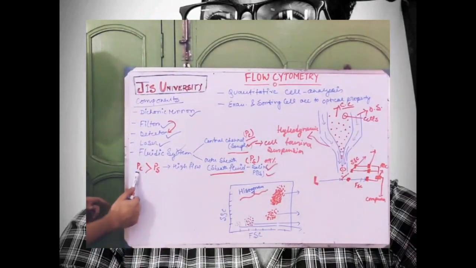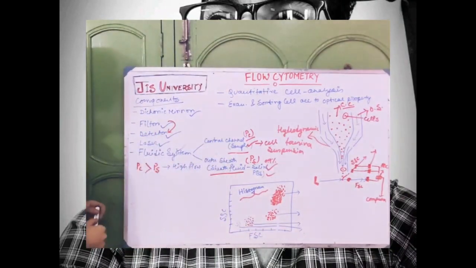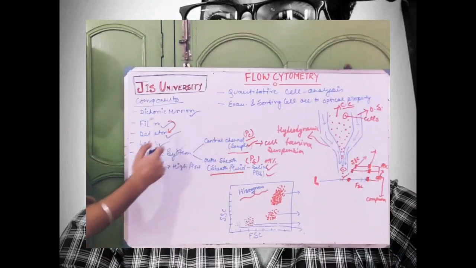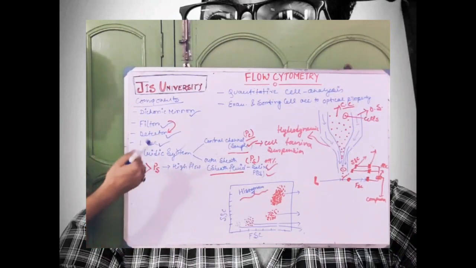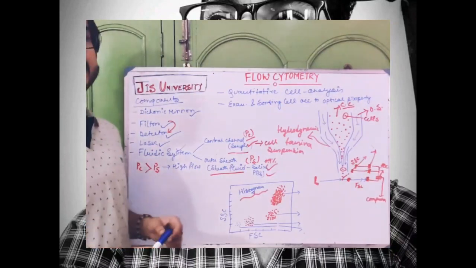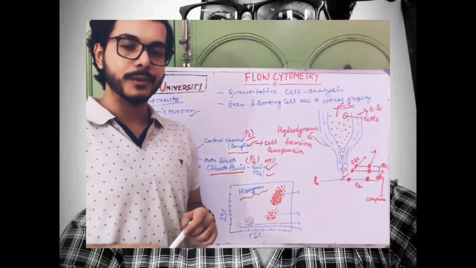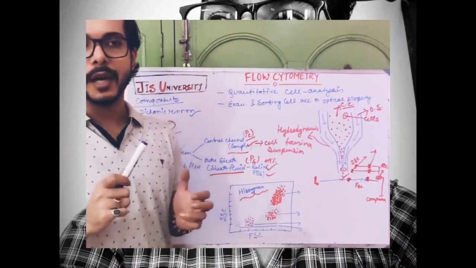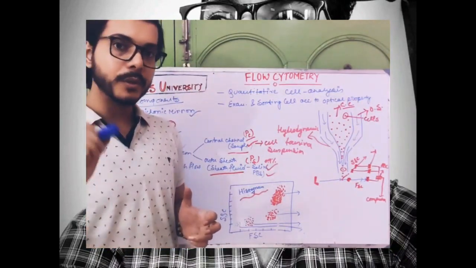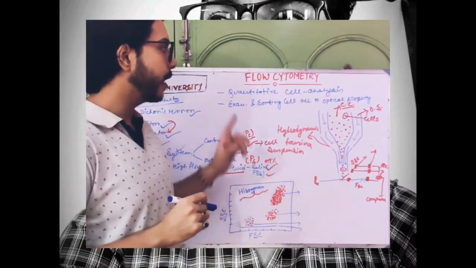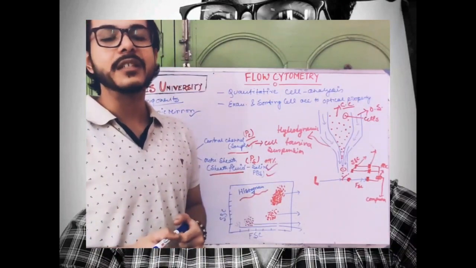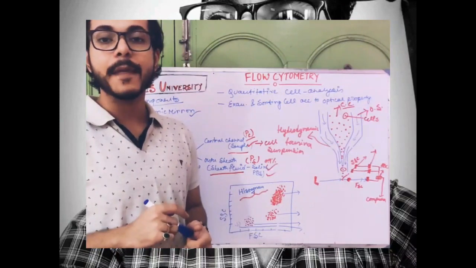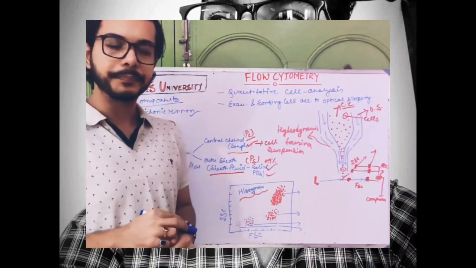That means PC, the pressure in the central channel or in the sample, is less than the sheath fluid in the case of DNA analysis. DNA analysis you can also do by the use of flow cytometry. So from here you know that there are at least two applications of flow cytometry: DNA analysis and immunophenotyping.